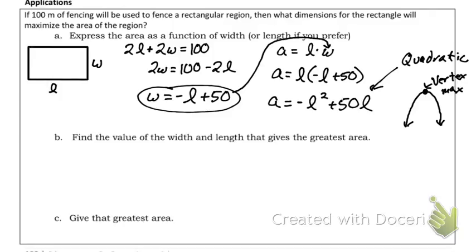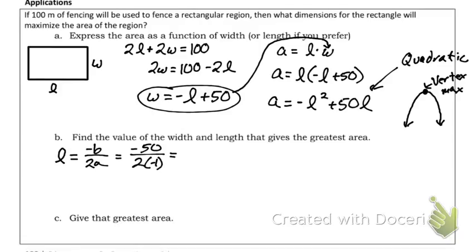All right, just remember our vertex has an x value of negative b over 2a. However, in this example, my L takes the place of my x value, and my A takes the place of my y value. In other words, L is my input, A is my output. So instead of x, we're using L in its place. So L equals negative b over 2a, which is going to be negative. My b value is 50. So negative 50 over 2 times my a value, negative 1.